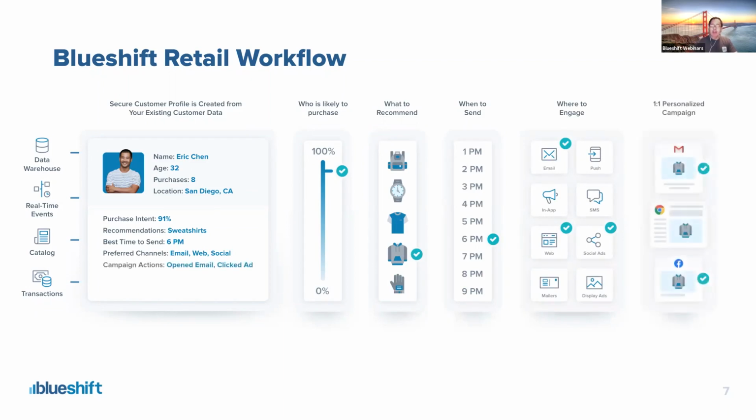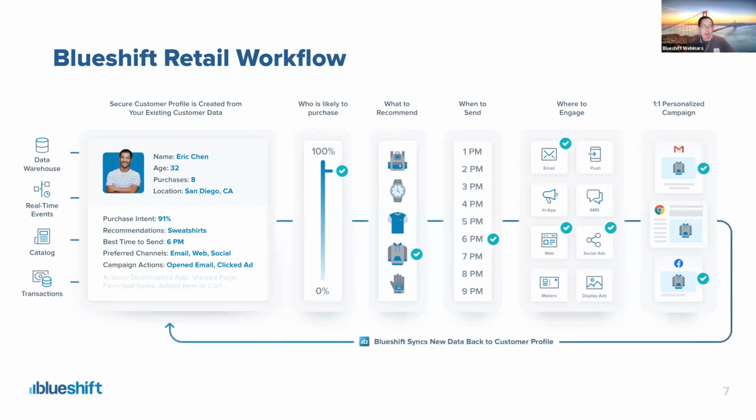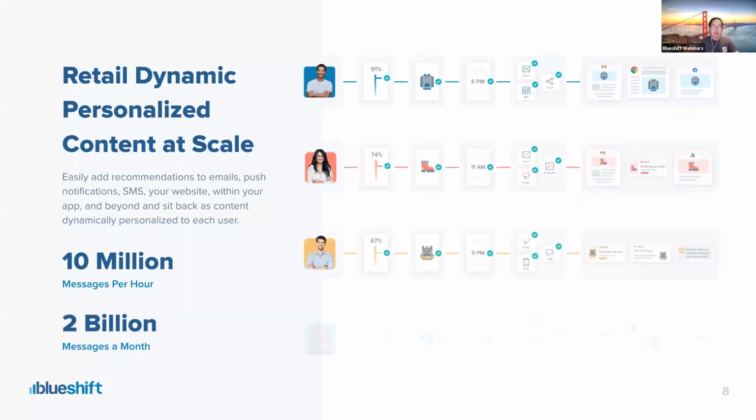By looking at all this data, now marketers can start creating one-to-one engaging personalized campaigns across all these various channels. But that's not all. We automatically feed that data in real time back into our system so that we continue to optimize and learn and make better predictions. And we do that at scale for the Eric Chens of the world, for the Sams, and also for the Ericas.